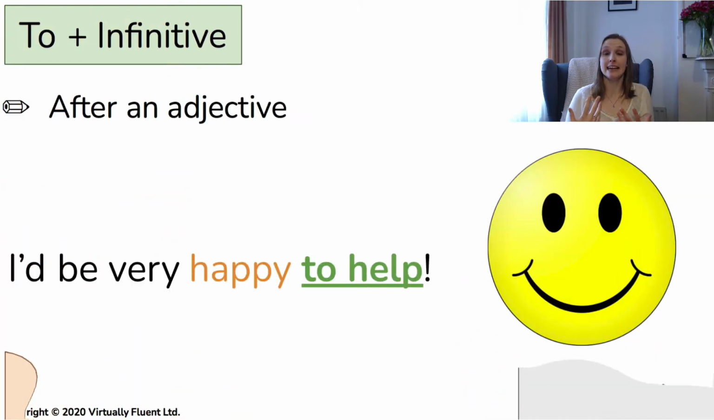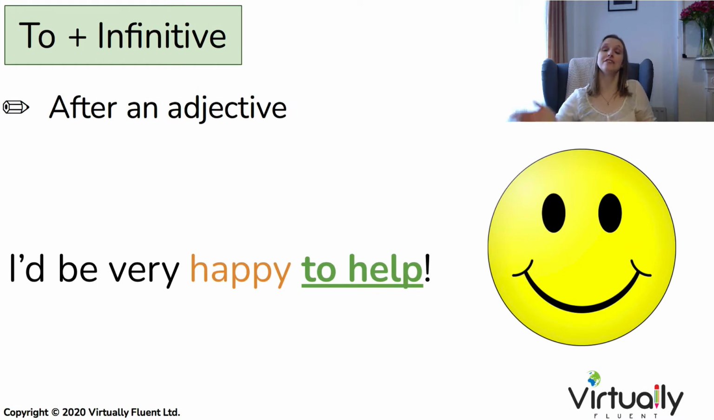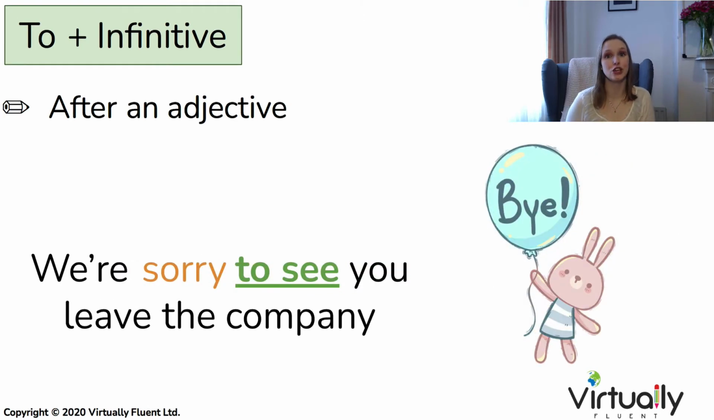Now, the second verb formation pattern we have is to plus infinitive. Now, this is most importantly used when there is an adjective in the sentence. For example, I'd be very happy to help. Not help, but to help. To plus infinitive. That's because we have an adjective immediately before, which is happy. We have our verb, I'd be, that's our conjugated verb. Very happy, adjective. To plus infinitive, to help. I'd be very happy to help. We are sorry to see you leave.